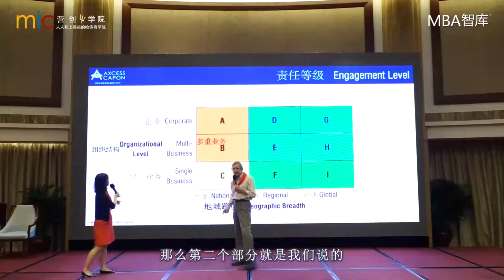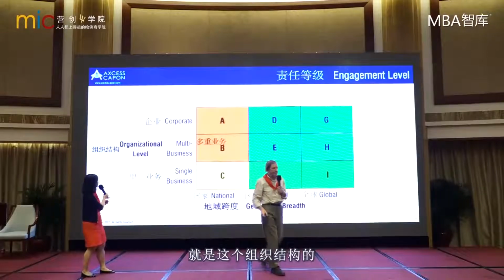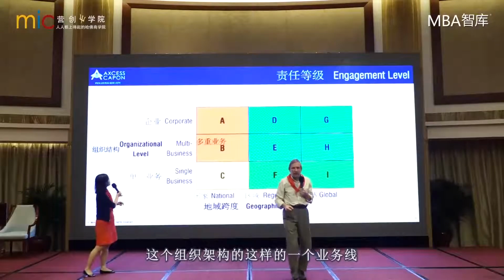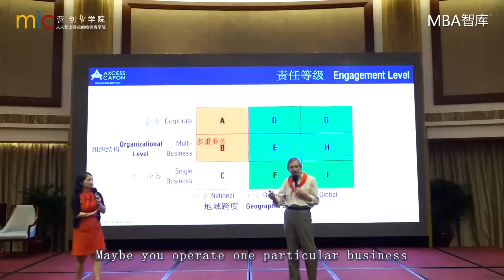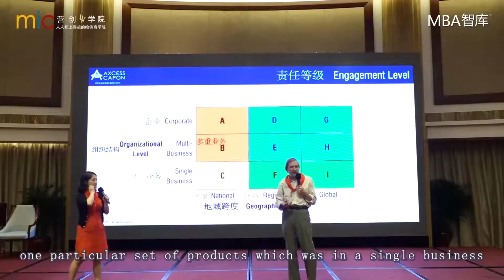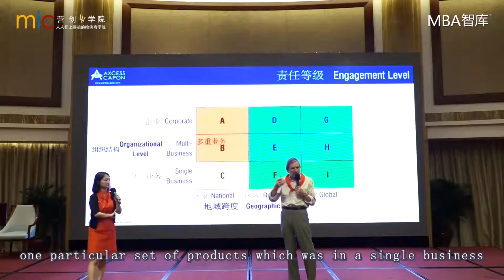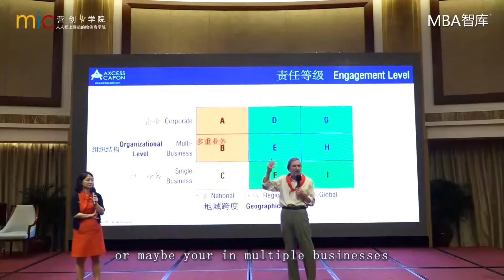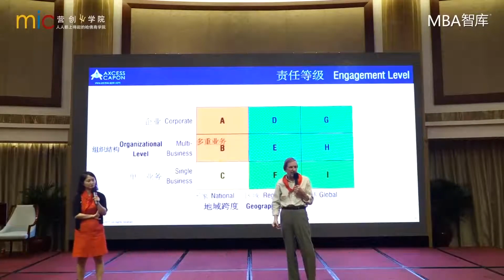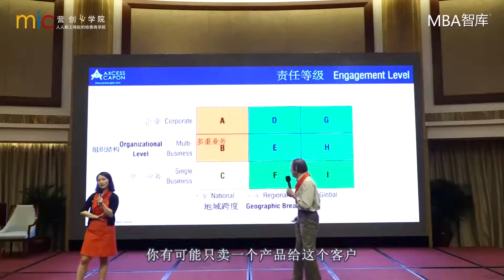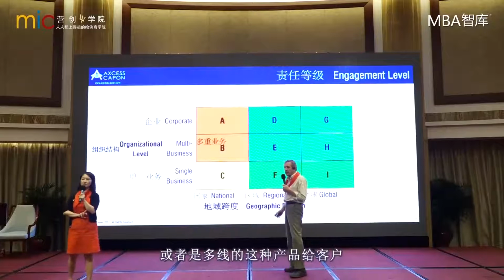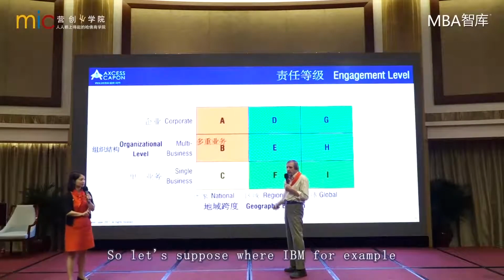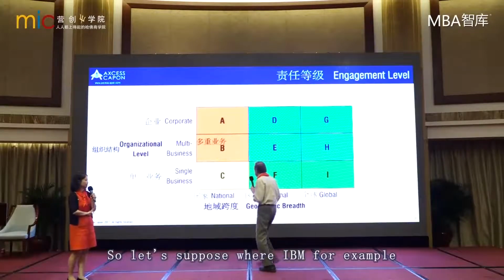And on this axis, we have what sort of an organization you are. Maybe you operate one particular business, one particular set of products, in a single business, or maybe you're in multiple businesses. So let's suppose we're IBM, for example.